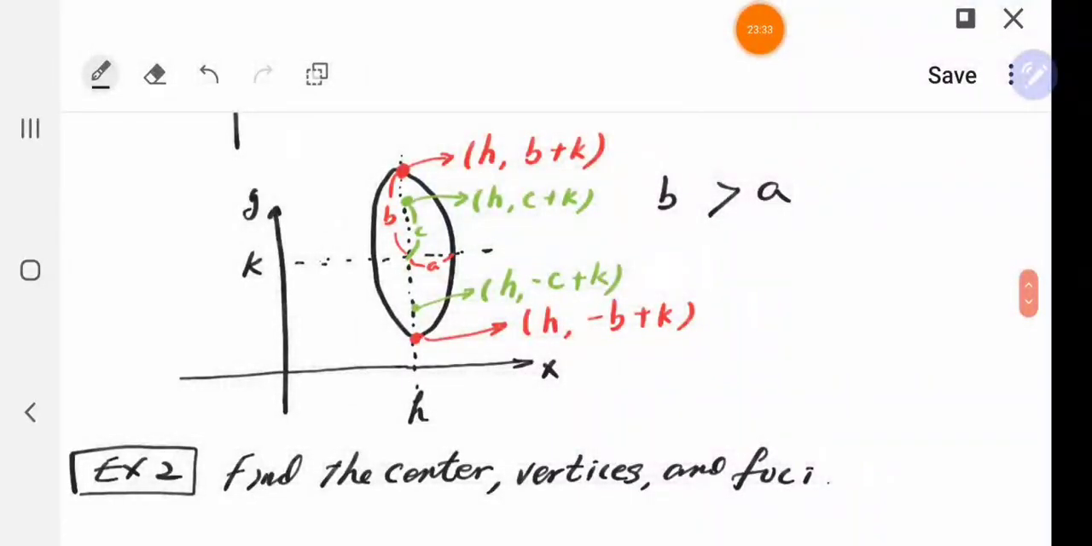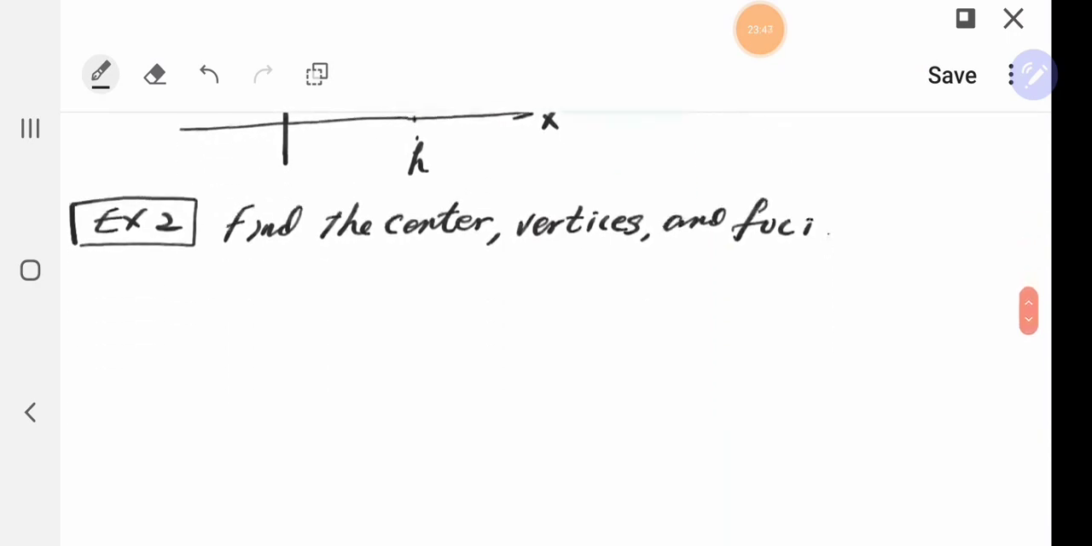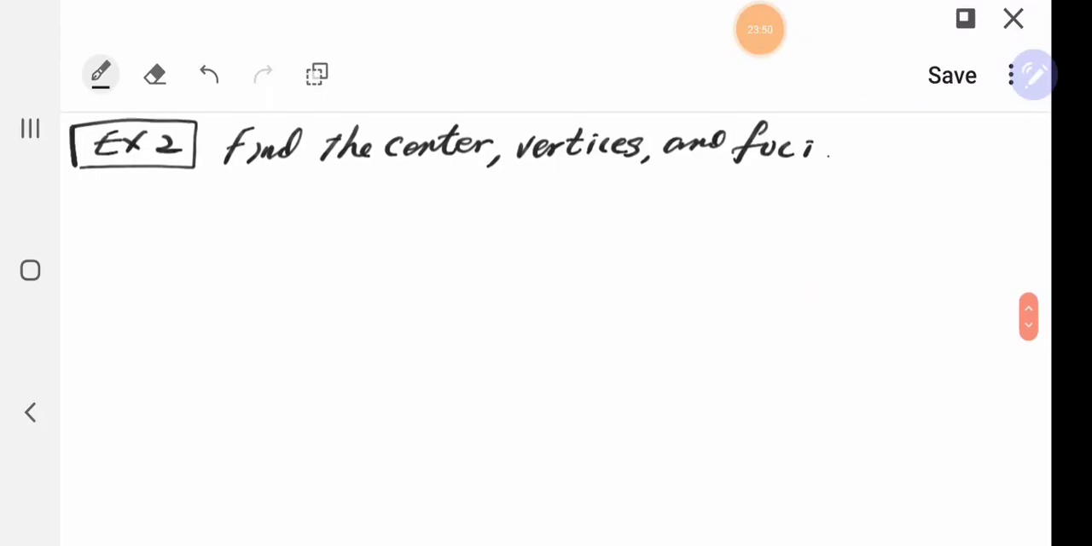So you can get the new coordinates of the translated ellipse by adding h to the original x coordinate and adding k to the original y coordinate. Okay, for example 2, let's find the center, vertices, and the foci of a given equation.